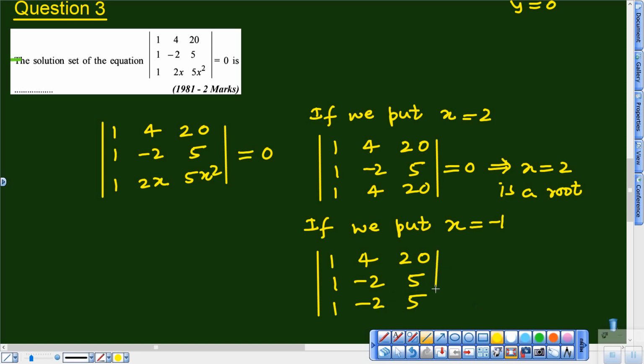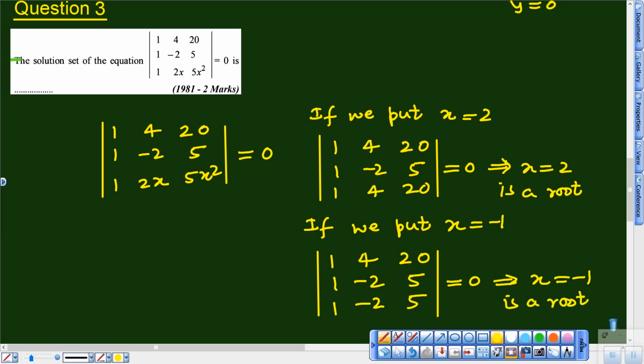Can you see that? Again, we can see that row 2 and row 3 become identical. And you know that when two rows are identical, then the value of the determinant vanishes. So thus x is equal to minus 1 appears to be again the root of the equation. That's why this will vanish, which implies that x is equal to minus 1 is the root.